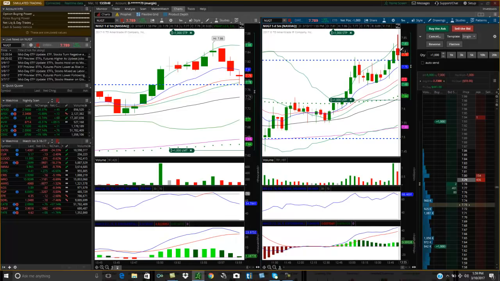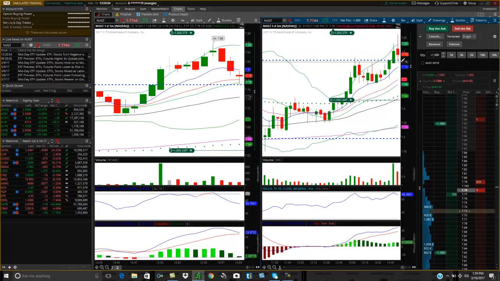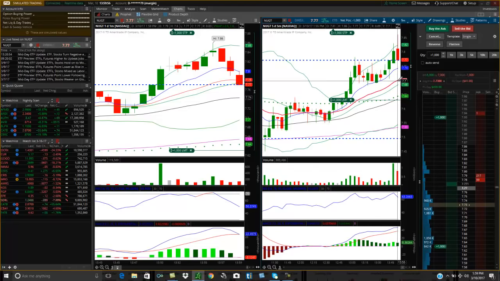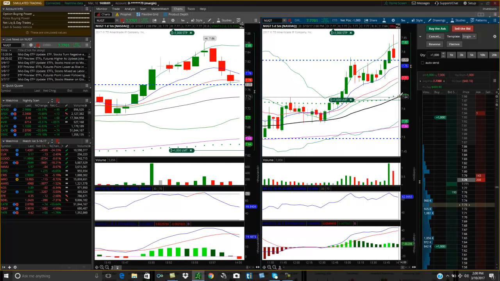But what I want to see at this point is I'm expecting this first line of defense, the 9 EMA, and right down to potentially the 20 if it's going to drop down further. Who knows if it'll go to a VWAP. But at this point, you can see it was a bad entry.